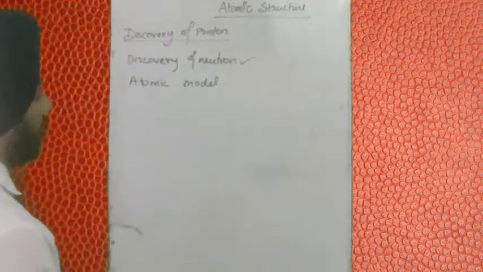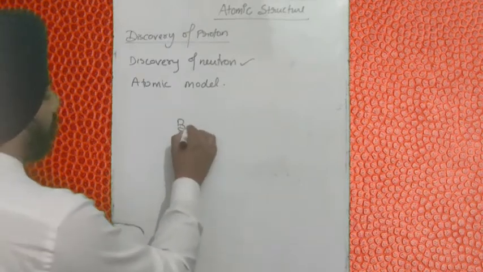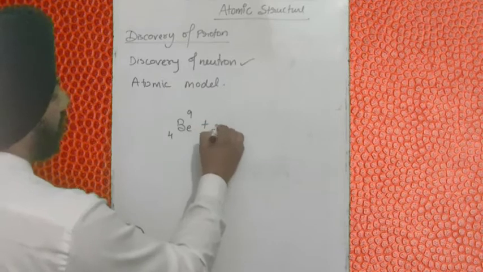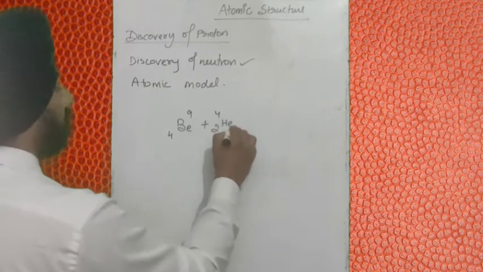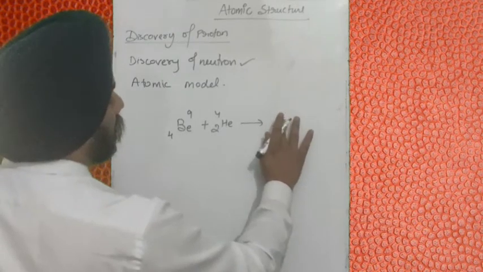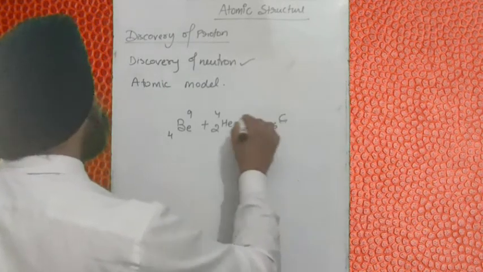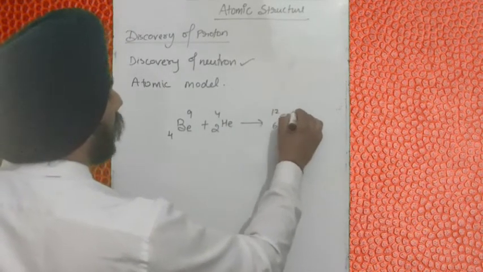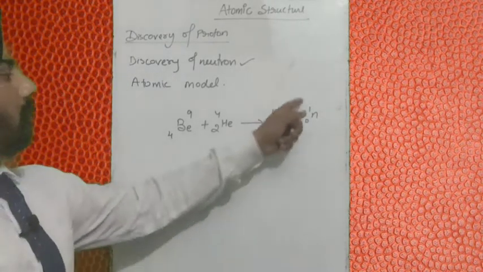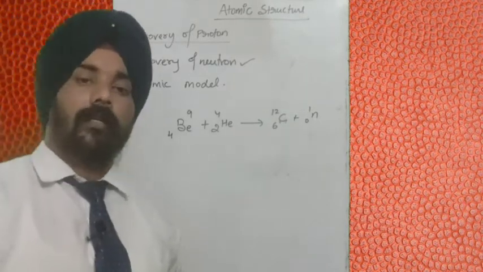I'll just write the reaction for that. When beryllium 4Be9 is bombarded with helium, 6C12 is formed along with the formation of one neutral particle, and that neutral particle is called neutron.